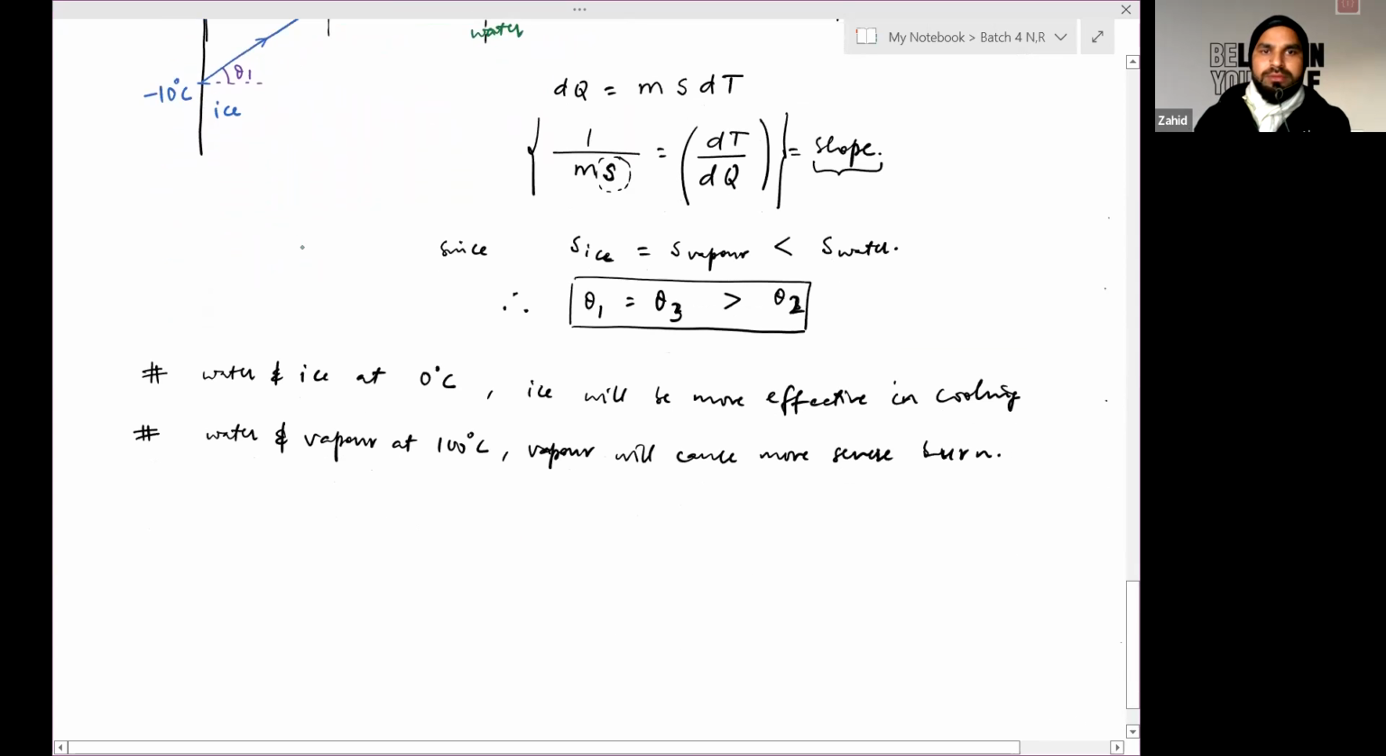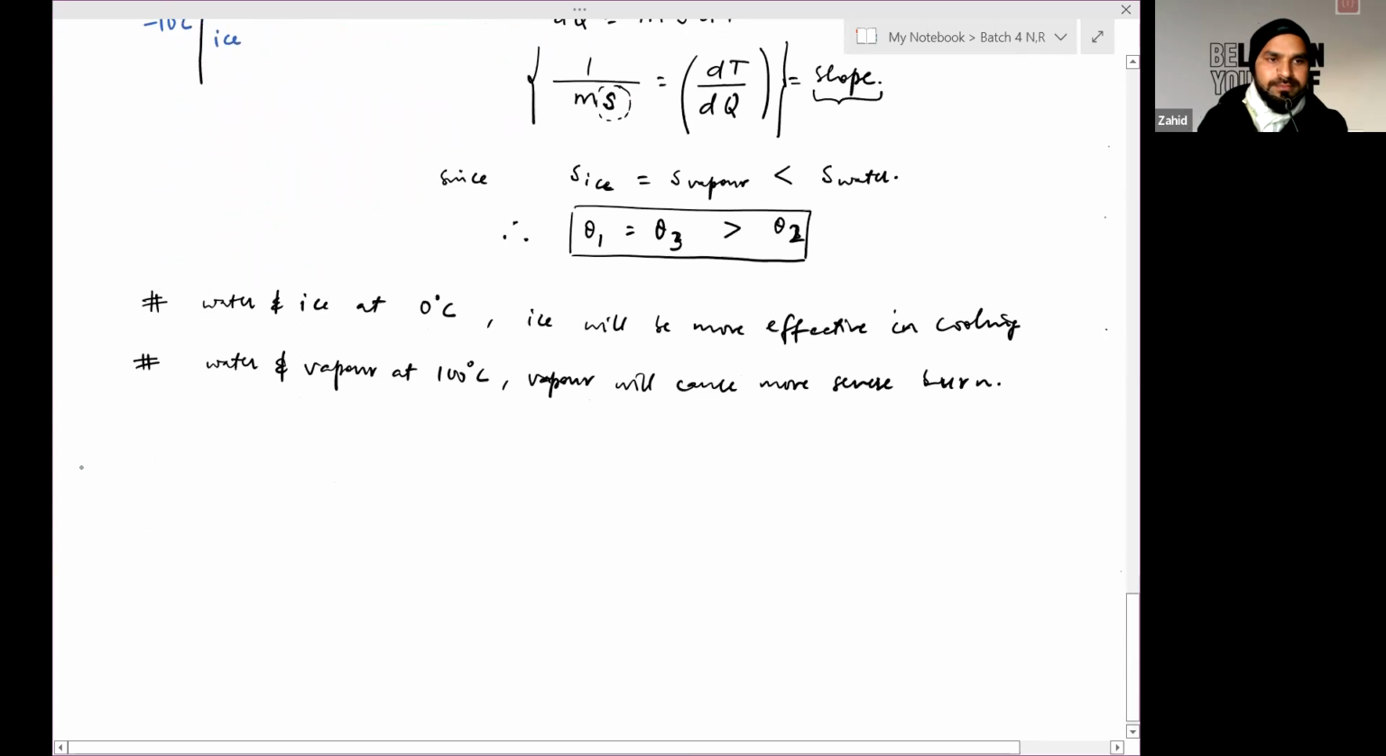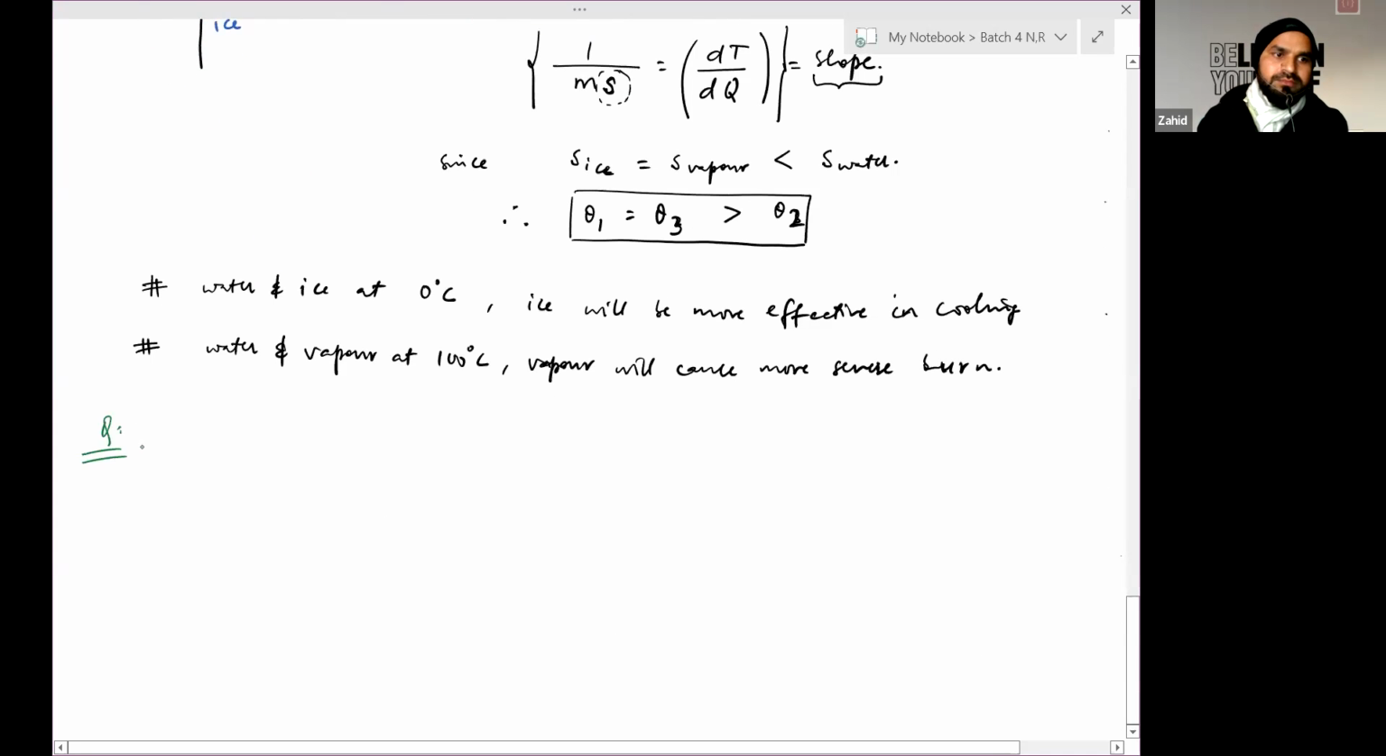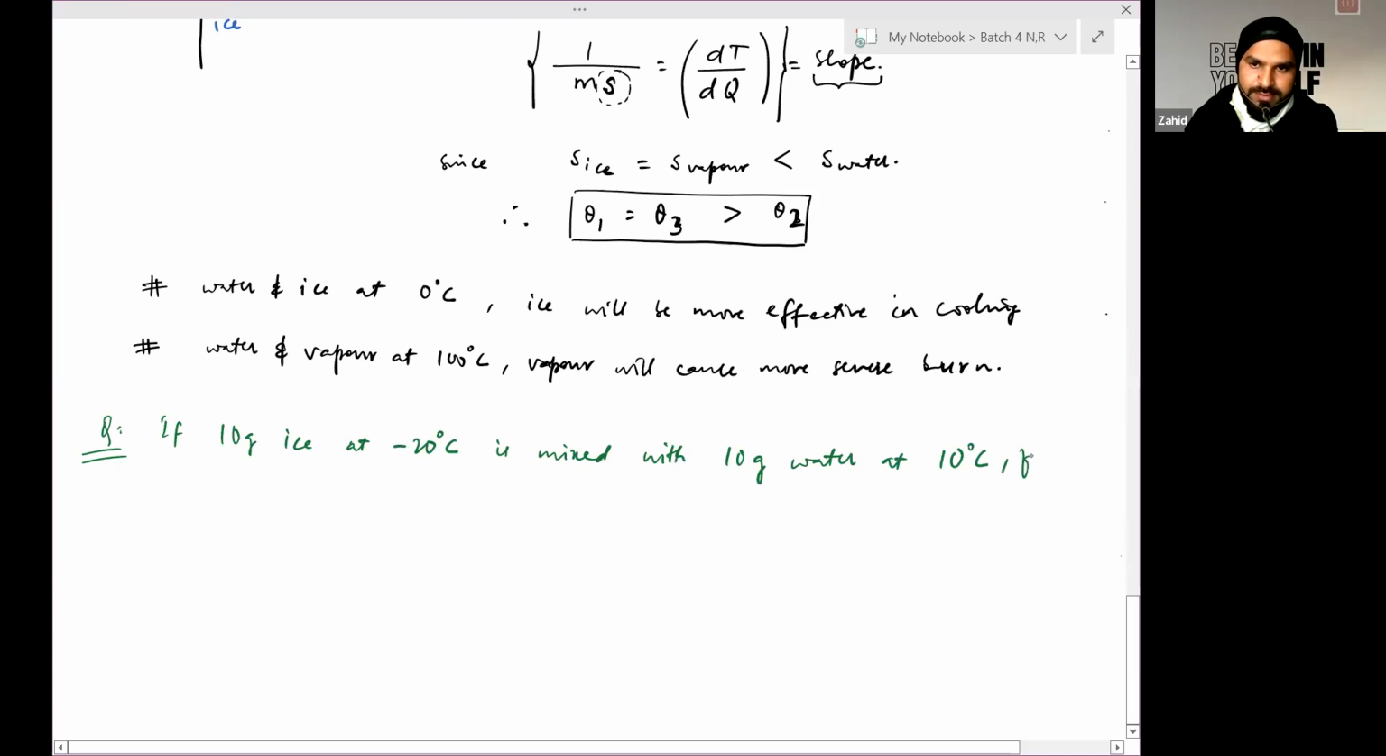Now let me define how to solve any problem. If 10 gram ice at minus 20 degrees Celsius is mixed with 10 gram water at 10 degrees Celsius, find the resulting temperature and their amount.